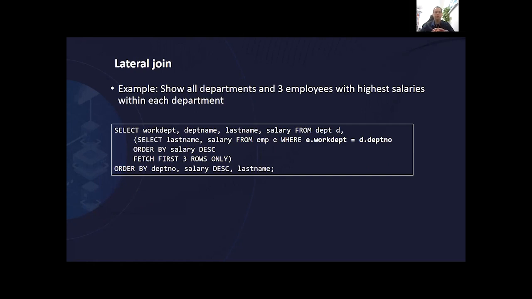Lateral join. And I'll start with an example. So I had a chat with one of my friends, and he was like, hey, can you do this with DB2? So just a simple example, show me all departments and 3 employees with the highest salary. So I just naively typed this SQL into Spufi. Because how can you select 3 employees with the highest salaries, that's the subquery there, the select. And I had this reference to the departments, and I just fetch first 3 rows only.